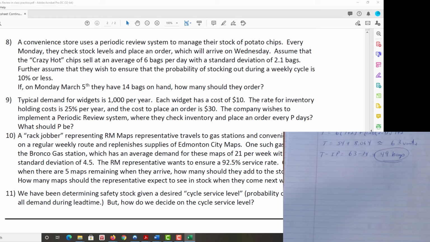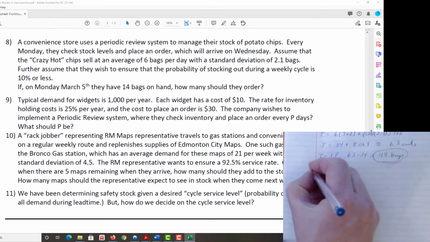Okay, question number 9. Typical demand for a widget is 1,000 per year. Each widget costs $10. The rate for inventory costs is 25% per year. Ooh, this is sounding EOQ-ish. The company wishes to implement a periodic review system where they check inventory and place an order every P days. What should P be?